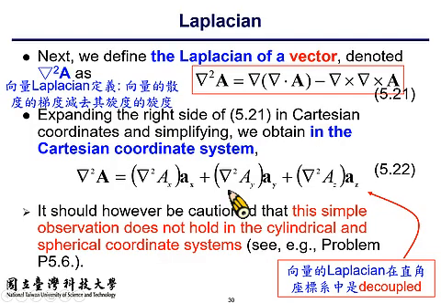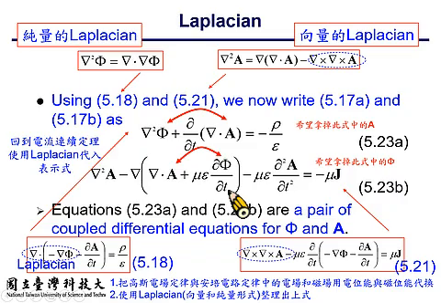And because in the Cartesian coordinate system x, y, z are decoupled, the Laplacian of the vector is relatively simple. And in the textbook, you should find the vector Laplacian operation in cylindrical and spherical coordinate systems, which is somewhat scary.